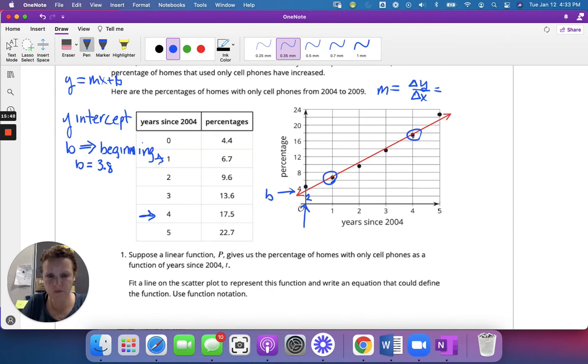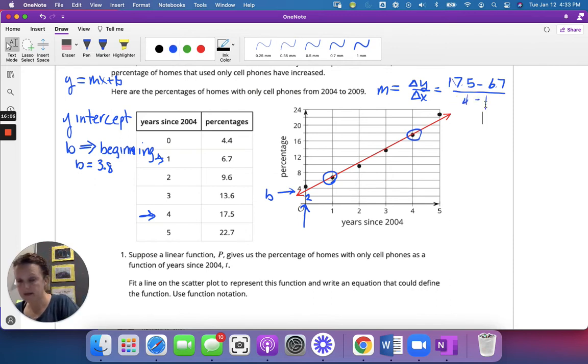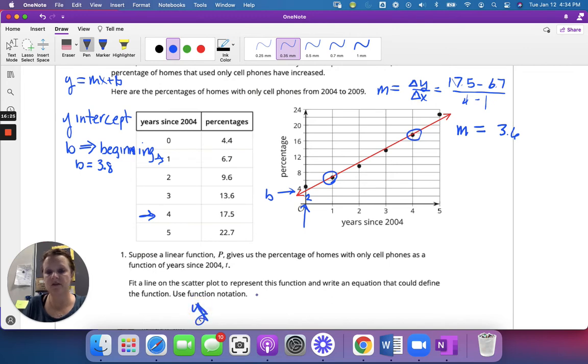So we're going to do the change in y, which is the percentages. 17.5 minus 6.7 over 4 minus 1. 17.5 minus 6.7, divide by 4 minus 1, which is 3. And I get my slope equals 3.6. So my equation, that's not function notation.